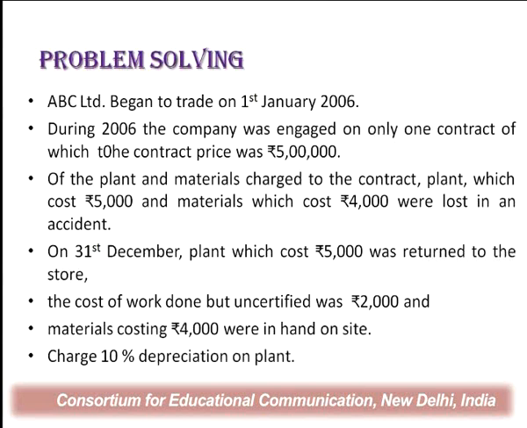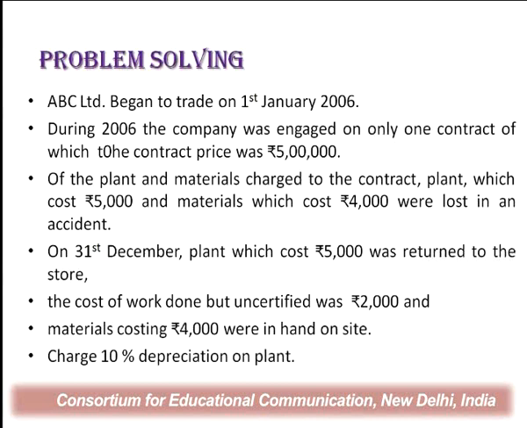Of the plant and the material charged to the contract, plant which cost rupees 5,000 and material which cost rupees 4,000 were lost in an accident. So this is an abnormal loss. The 5,000 and 4,000 will be shown in the profit and loss account, as an abnormal loss directly charged to the profit and loss account. On 31st December, plant which cost rupees 5,000 was returned to the store. So this 5,000 rupees worth of plant will be shown on the credit side of the contract account.